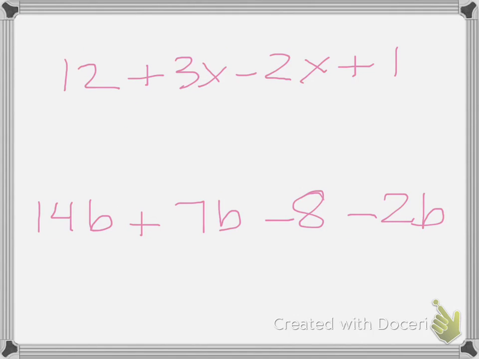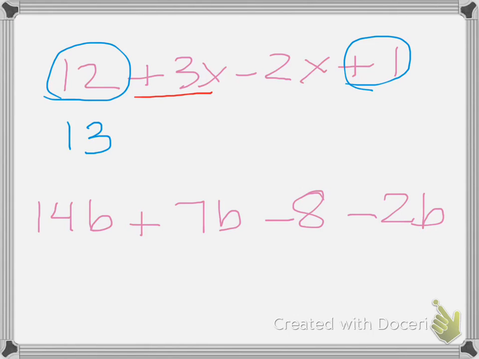All right, so on this first one, I'm going to look for my like terms. And remember, constant numbers are always alike, so I have 12, and then I have a 1 over here all by itself. And so I'm just going to combine those together, and 12 plus 1 is 13. And then I'm going to look at my remaining, and I have positive 3x and negative 2x, and those are alike. So I'm going to combine those together. Coefficients are positive 3 and negative 2. And 3 plus negative 2 is a positive 1. So I'm going to write positive 1x, like that.